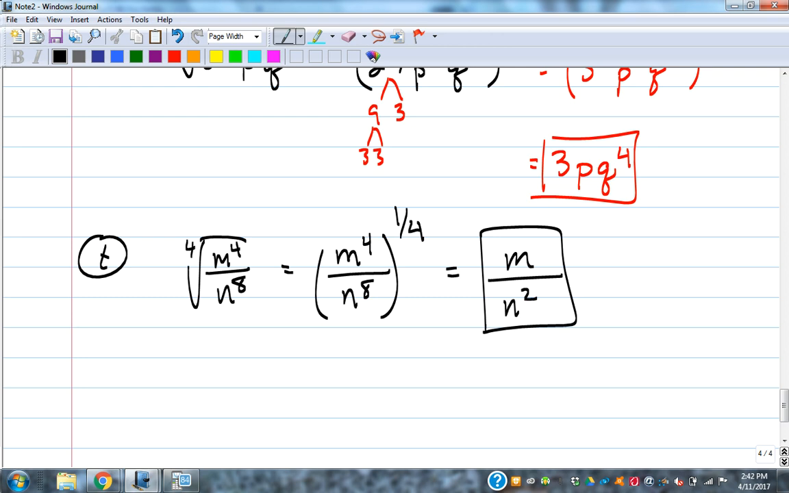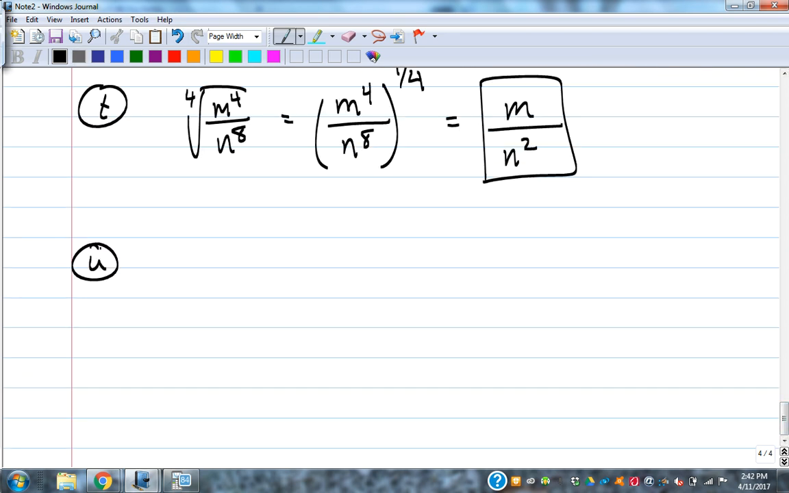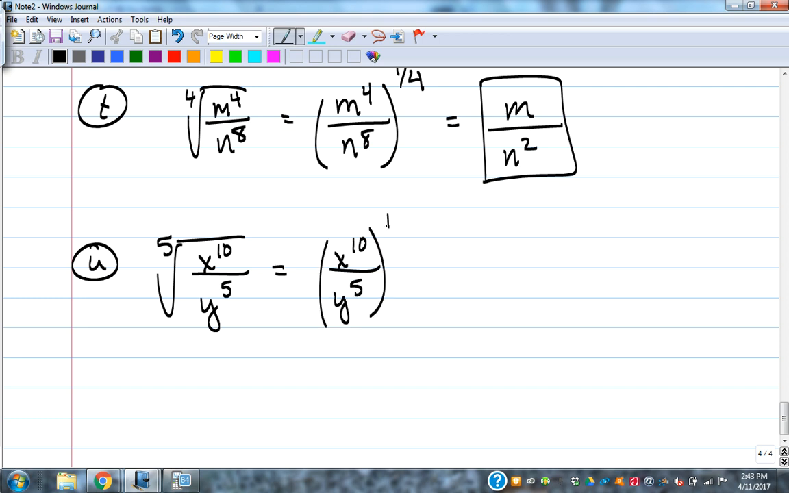Let's do another. The 5th root of x to the 10th over y to the 5th. That turns it into a 1/5 power. Then multiply. 10 times 1/5 gives x squared, and y to the 1st. You're done.